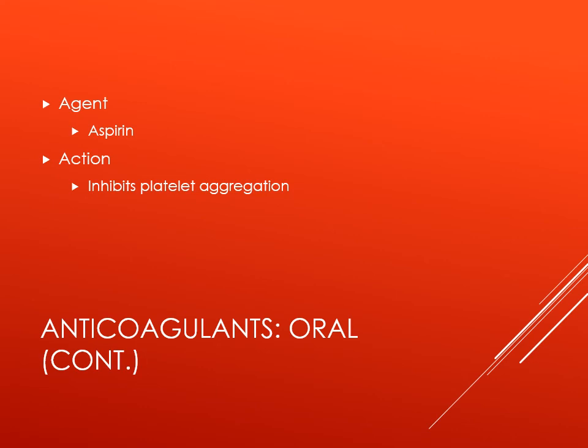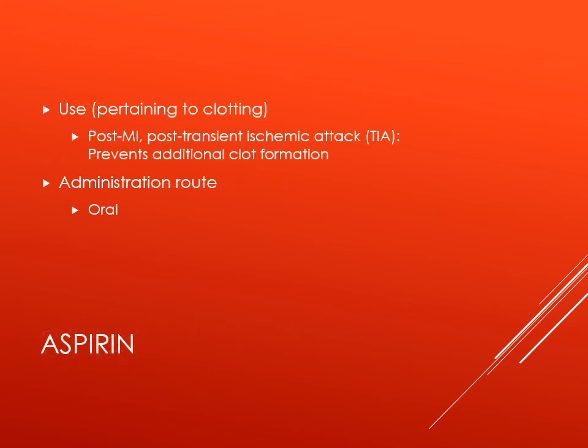Another anticoagulant that is given orally is aspirin. You guys are probably a little more familiar with this. This prevents clot formation by inhibiting platelet aggregation. It may be given after an MI or recurrent TIAs, basically like strokes. This will prevent additional clot formation and reduce their risk later on.